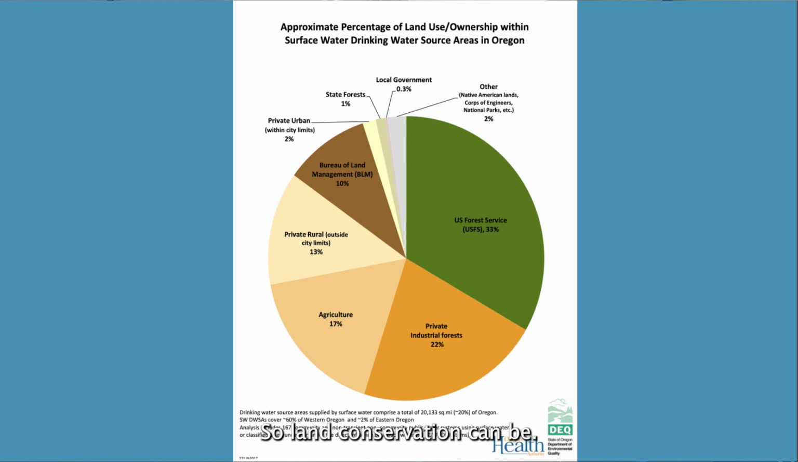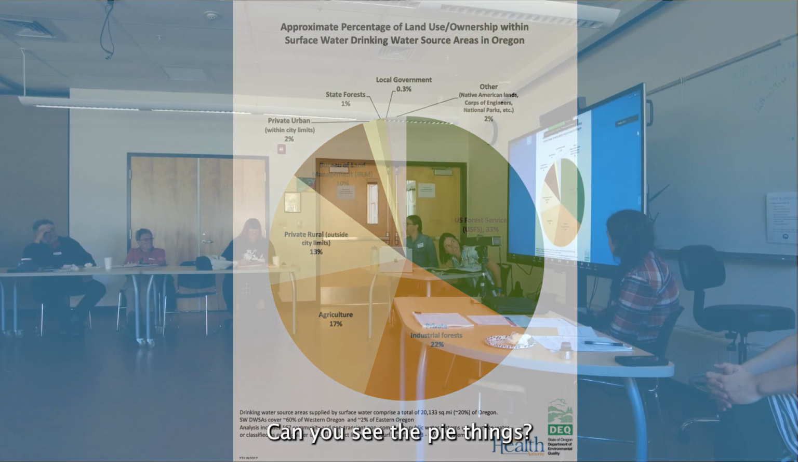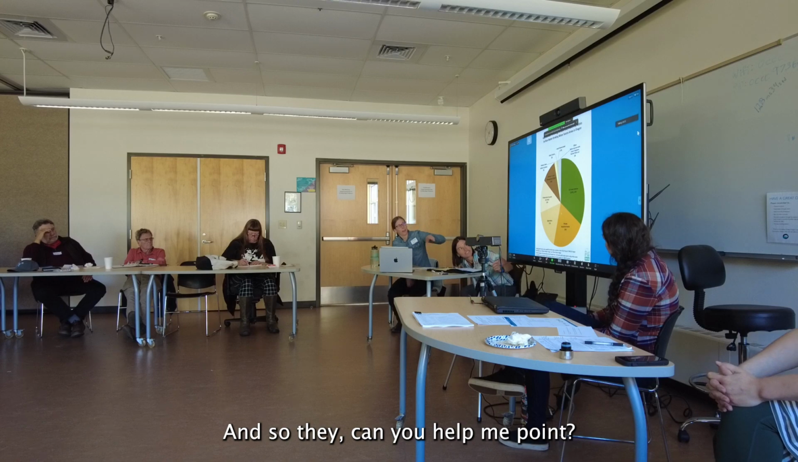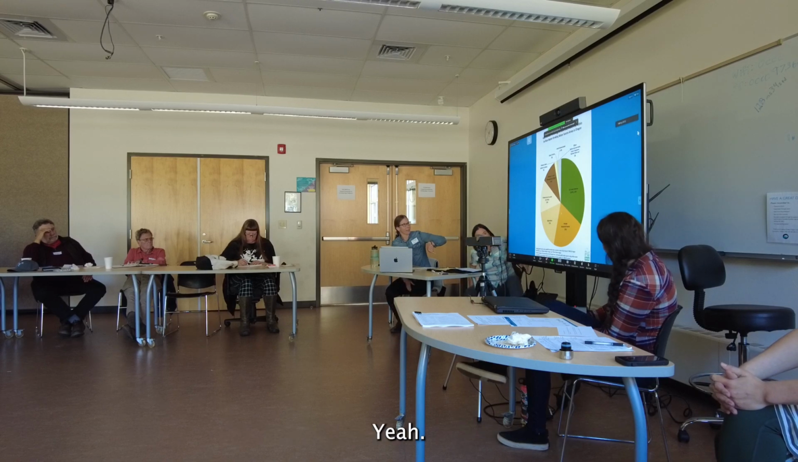So land conservation can be a particularly powerful tool when there's a lot of private ownership in your watershed. This chart shows land ownership in Oregon statewide, and you'll notice that most of it, if you can see that, is private. Can you see the pie things? Can you help me point? Yeah, which one are we?